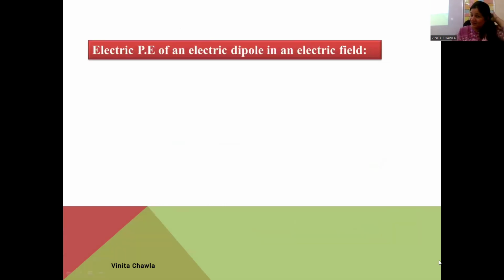Okay, next topic. Electric potential energy of an electric dipole in an electric field. सबसे पहले हमने इलेक्ट्रिक डाइपोल को रखा इलेक्ट्रिक फील्ड में और हमने टॉर्क फाइंड किया था प्रीवियस चैप्टर में, राइट?